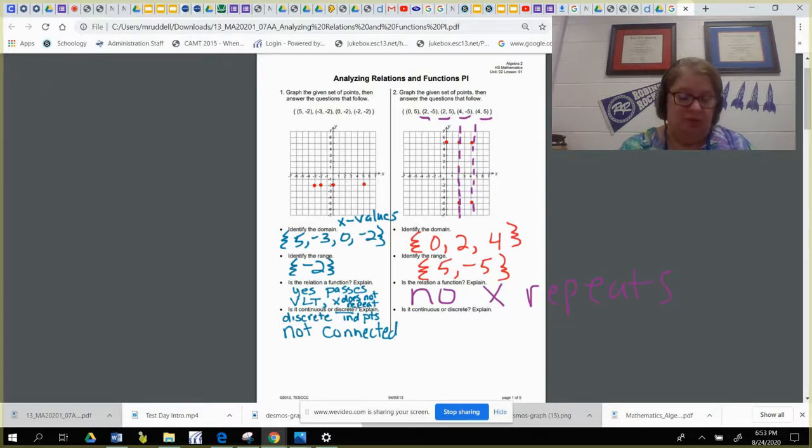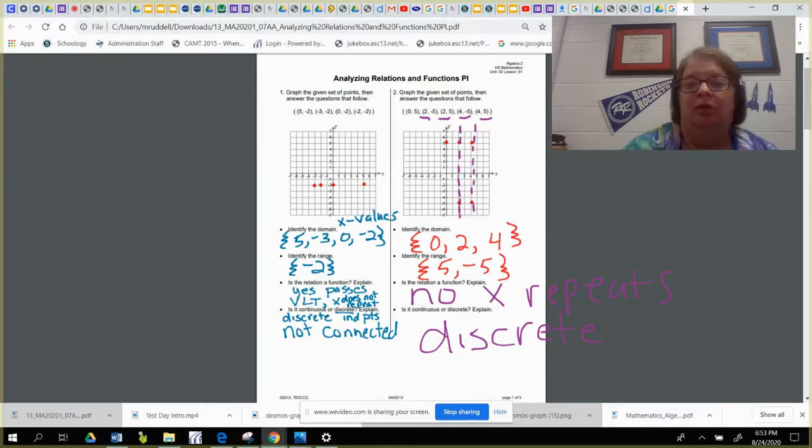And is it continuous or discrete? We have 5 individual points. This data is discrete. The only time it's going to be continuous is if it's a line, if the points are connected, or if you have an equation, which would mean the points are connected. Okay.